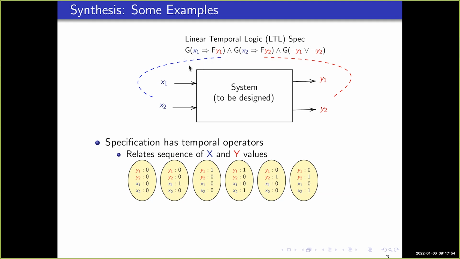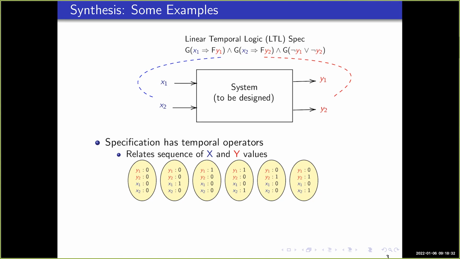So what this formula is saying is that as the system runs, at any point of time, so this is globally, so at any point of time, if x1 becomes true, so let's say these are all Boolean variables, x1, x2, y1, y2, at any point of time, if x1 becomes true, then at a future point of time, y1 must become true. Okay? So if x1 is true, then eventually y1 will be true. And this is true at every point of time. So if now x1 becomes true, then at some point in the future of now, y1 will become true.